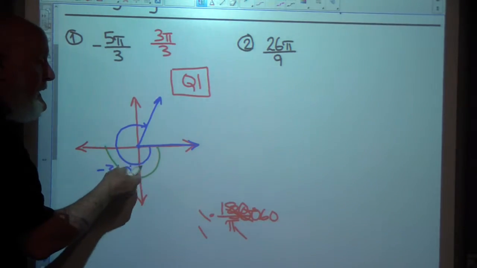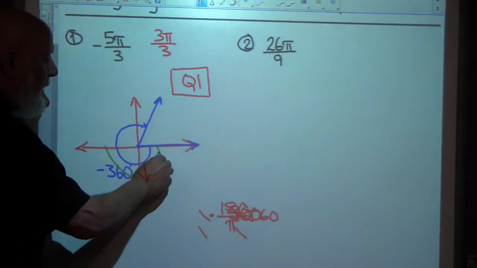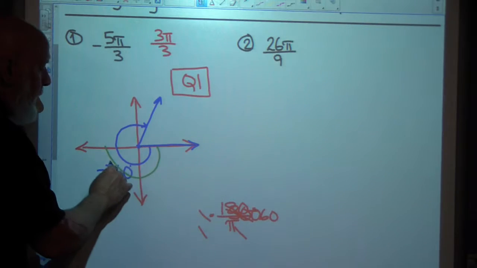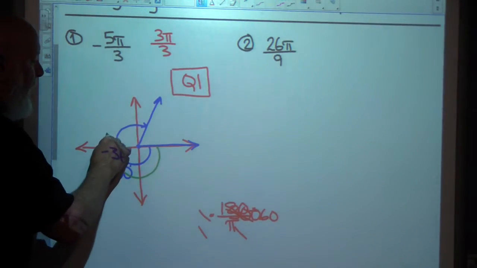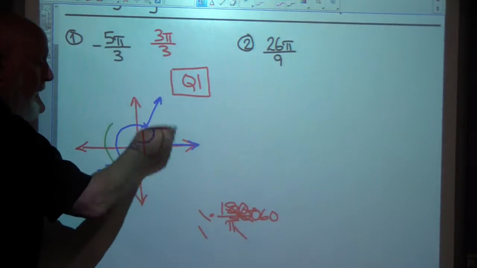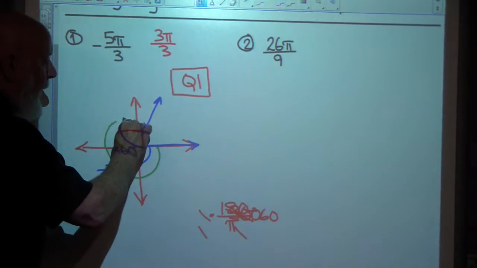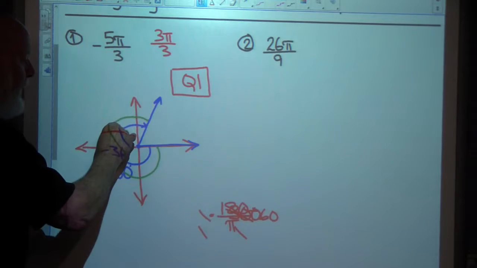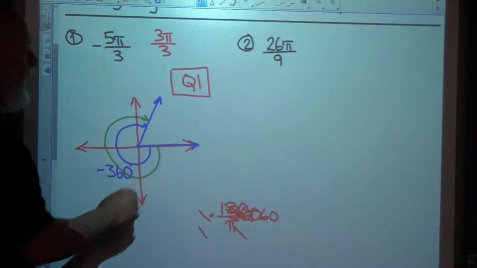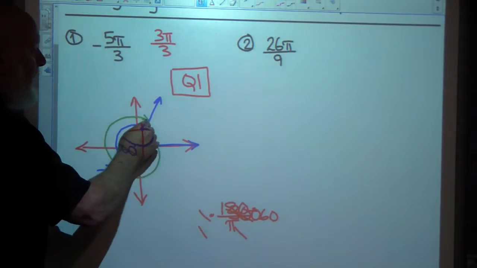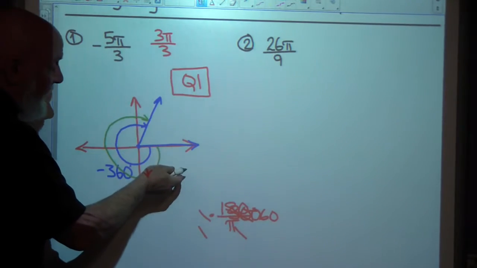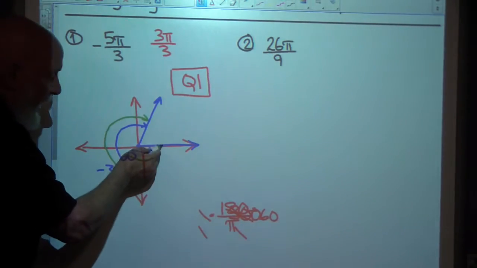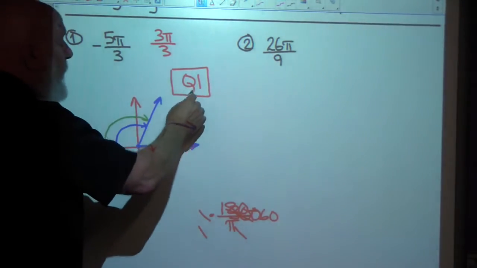Pi is 180 degrees. Don't forget that pi radians is 180 degrees. So here's 3 pi over 3, another pi over 3, a third of the way to 180 degrees, and 4 pi over 3. I'm sorry, 5 pi over 3. 3 pi over 3, 4 pi over 3, 5 pi over 3. And you'll stop in the same place. If this is 5 pi over 3, if they ask us for the reference angle, it would be right here, but we're just asked for the quadrant.